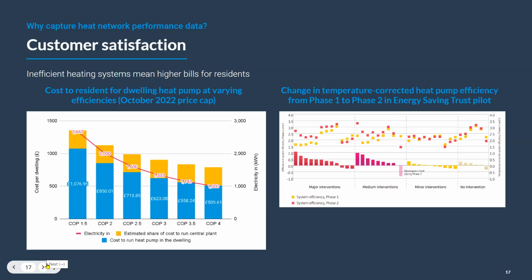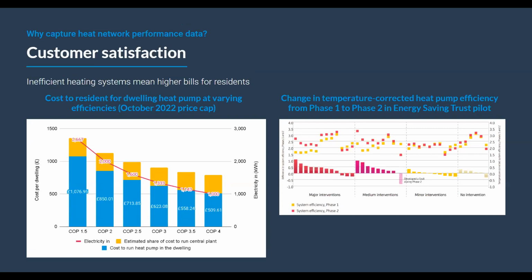For context, the chart on the right has quite a lot of information, but what's probably worth focusing on are the little different colour squares. Sorry, I've just lost my place. Okay, so for context, the chart on the right shows the performance of a variety of different heat pumps in different homes in the UK.